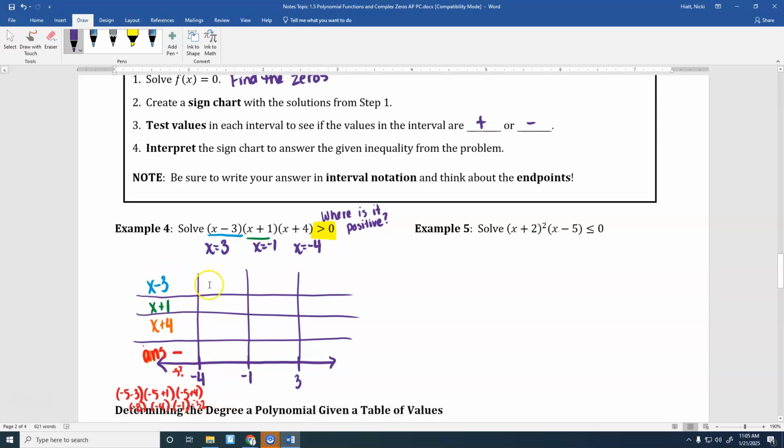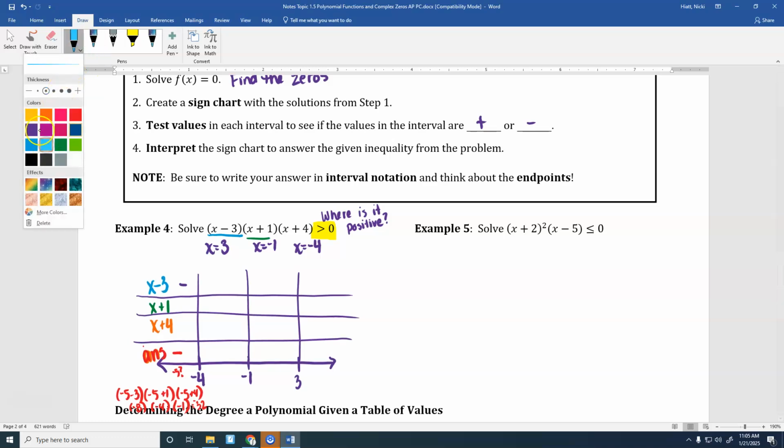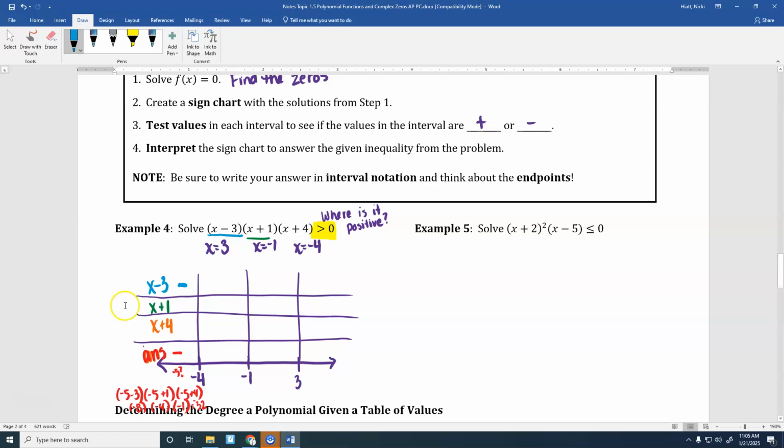So what I can do is pick a number like negative 5 here, and I'm going to plug it in. Negative 5 minus 3 is negative 8. That's a negative that goes there. So that's a negative right there, right? And then I can go across and just think about that whole thing. Between negative 4 and negative 1 might be negative 2 or negative 3. Either one is good there. Negative 2 minus 3 still gives me a negative.